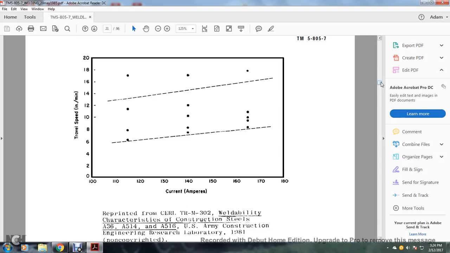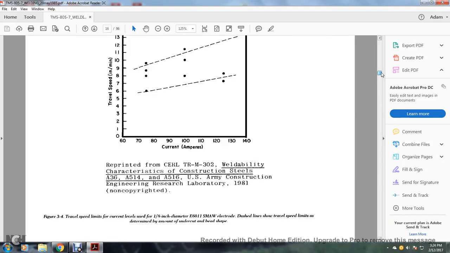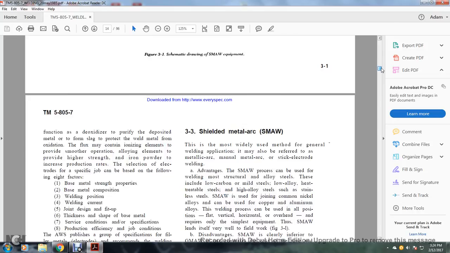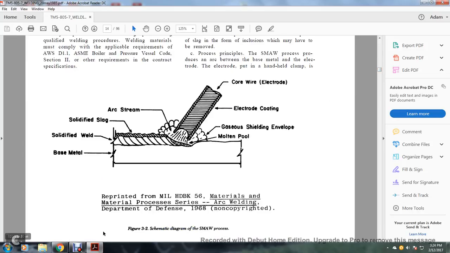Alright, so let's go back. This shows your schematic diagram of shielded metal arc welding. You have your arc stream, your solidified slag, the solidified weld on the base metal, the gaseous shielding envelope of the molten pool, your electrode coating, and the core wire of the electrode.